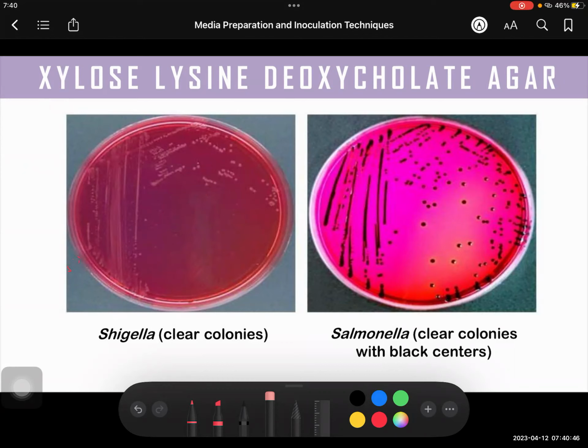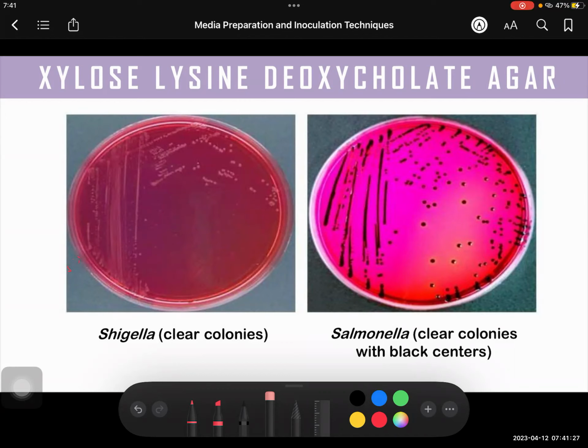What can we expect when it comes to the growth of organism on a xylose lysine desoxycholate agar. So if we're going to be differentiating Salmonella and Shigella, these are their expected results. Si Shigella, clear colonies, and Salmonella, clear colonies with black center. So how does this happen? Ano ba nangyayari? So they both have clear colonies because they are both non-lactose fermenter. Okay? And bakit may black center sa Salmonella?